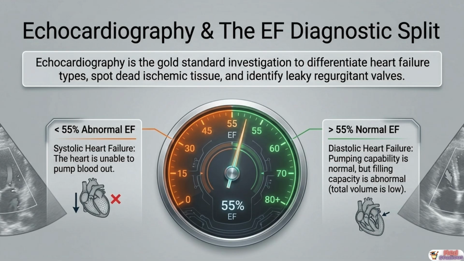Beyond ejection fraction, echocardiography identifies regional wall motion abnormalities, pointing to prior myocardial infarction, the presence of valvular regurgitation or stenosis driving volume or pressure overload, and pericardial effusion or thickening in constrictive disease. No single investigation provides more diagnostic information in heart failure than a well-performed transthoracic echocardiogram.